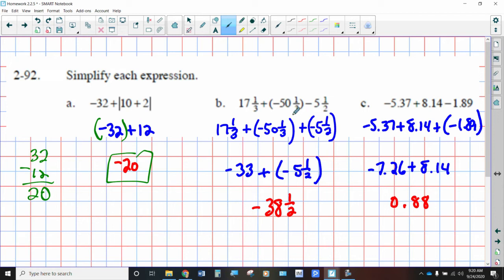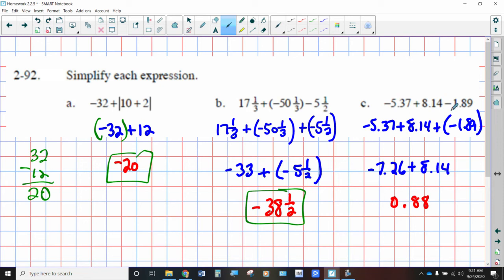Otherwise, if we would have done this portion first, we would have had to add these 2 mixed numbers together and find a common denominator, which is more work, which is fine. You could have done that, but I just think it's probably easier to do it this way. And now that you've got 2 numbers with the same sign, you're just going to add the numbers and keep the sign. So 33 plus 5.5 is 38.5. And since they're all negatives, it's -38.5.